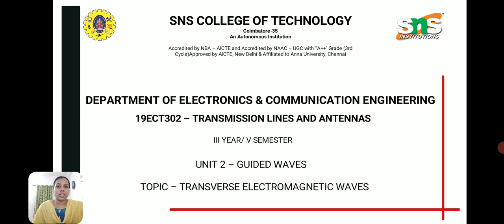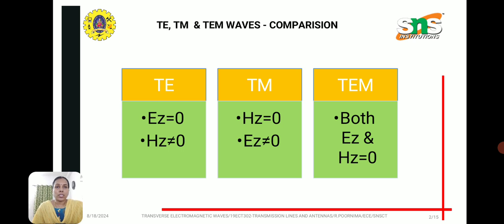In this lecture we are going to see about transverse electromagnetic waves. Generally the transverse waves are classified as TE, TM and TEM waves. These are transverse electric, transverse magnetic and TEM waves. In waveguides, normally in rectangular waveguides, TE and TM modes are allowed to pass, and TEM waves are normally used in transmission lines. These are the comparison between the three modes.